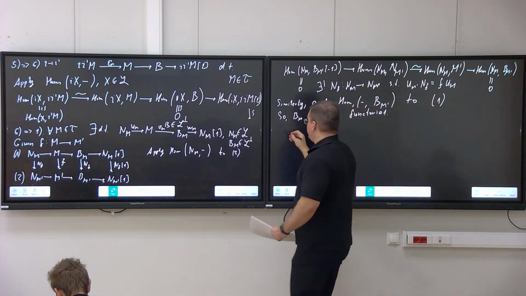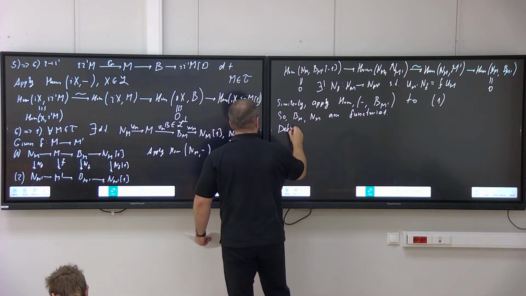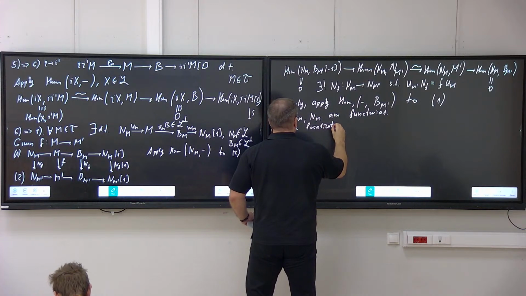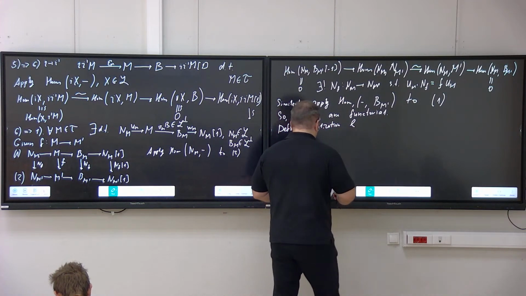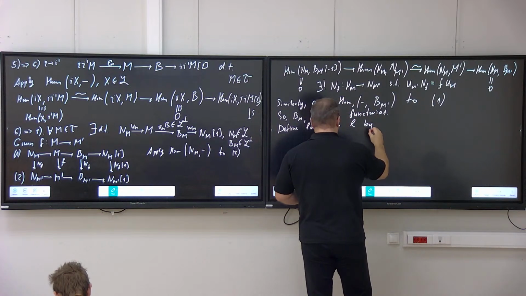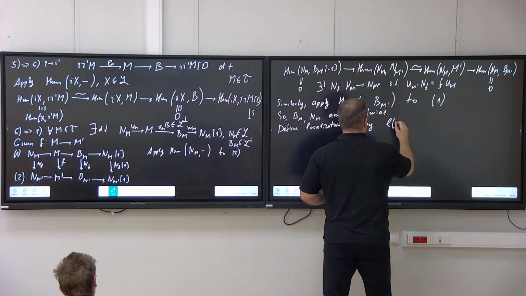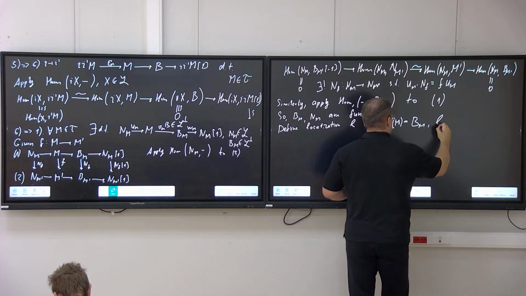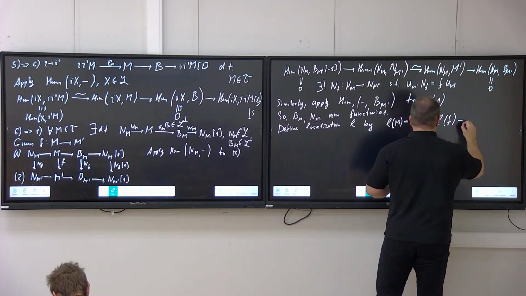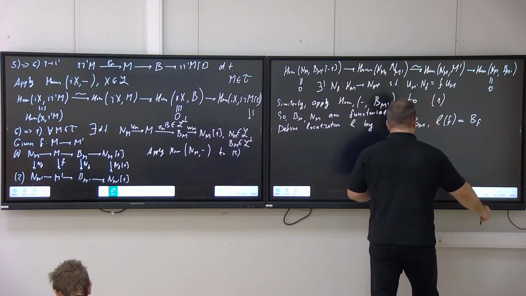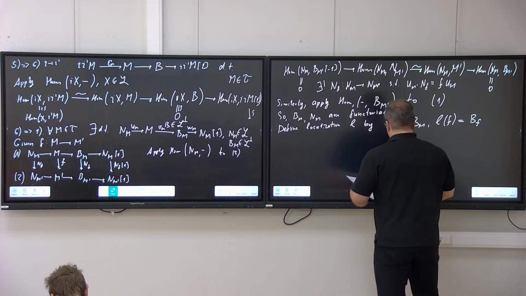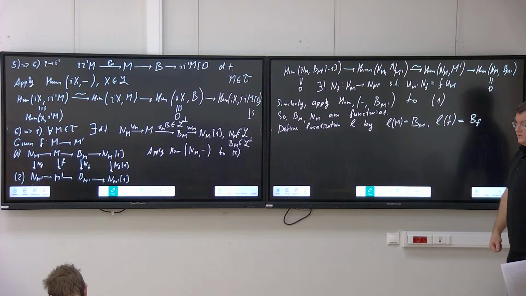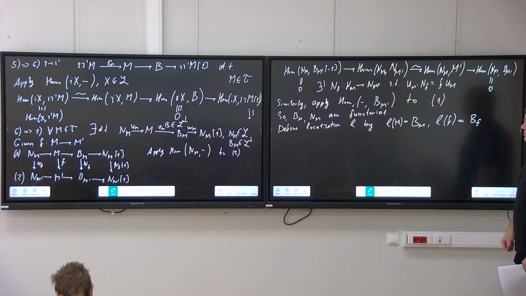So we need to define localization to prove one. So we define localization L by the following formulas. L on the object M is by definition the object B_M, and L on the morphism F is B sub F. Some of the things are clear, so I'm not going to check this. L is an additive functor, which is more or less clear from the definition.